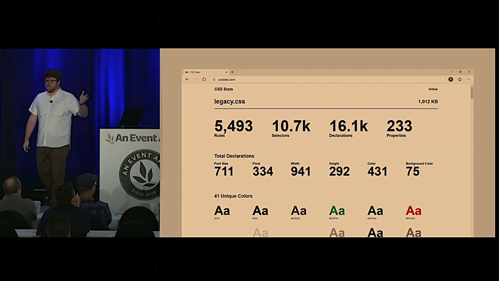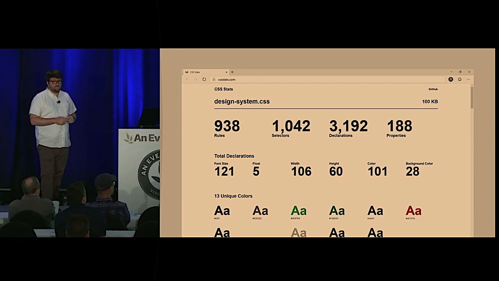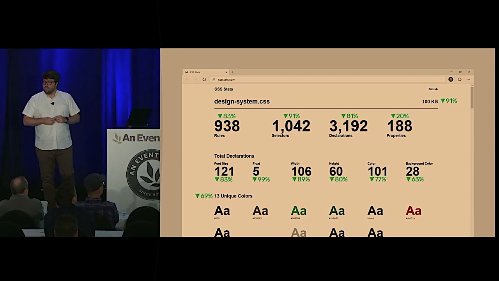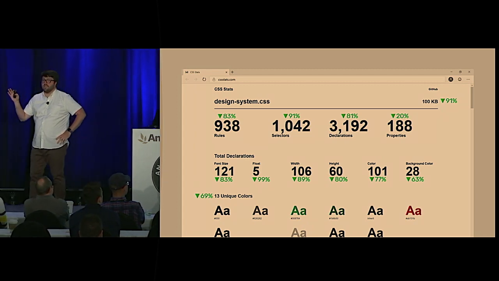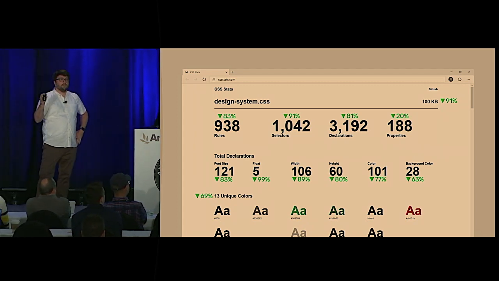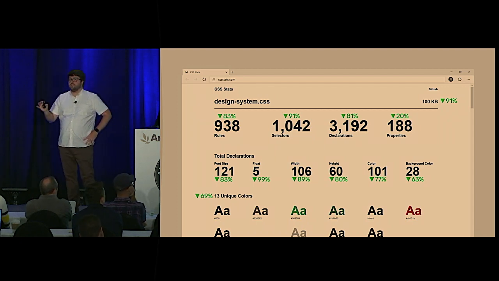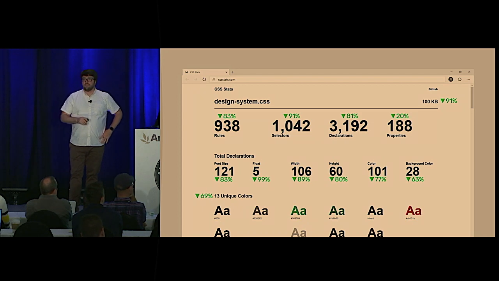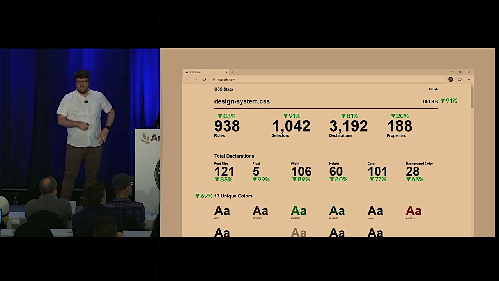Looking at the before and after, here we go. Drum roll, please. Let's see how we did. This is the design system. And you can see we reduced the total file size by 91%, from 1 megabyte, sorry, down to 100 kilobytes. In gzip, that's about 14 kilobytes. We reduced our selectors 91%, our font sizes 83%, our background colors are 63%.